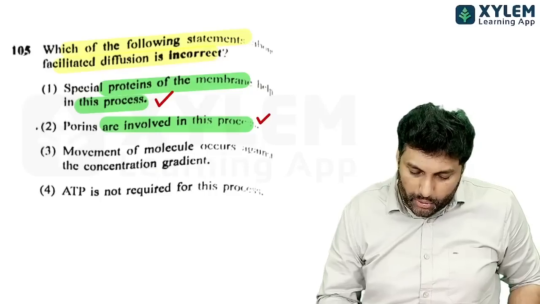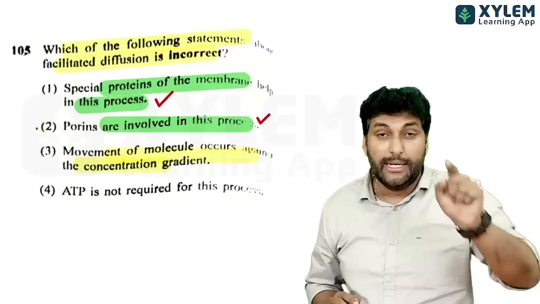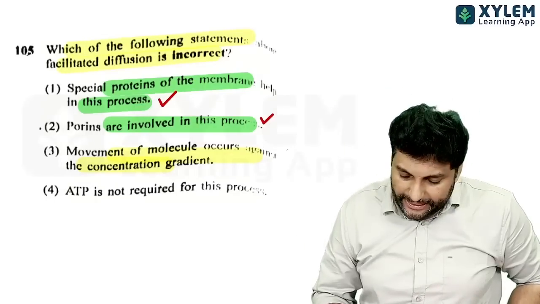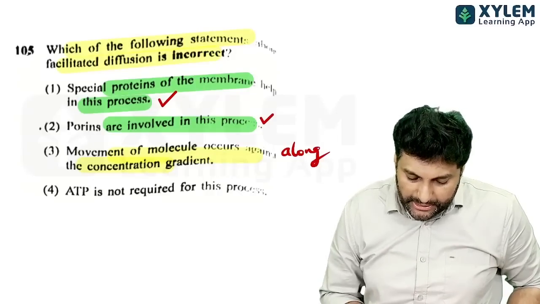The third one goes to movement of molecules occurs against a concentration gradient, which actually should be needed along. So the right choice goes to the third one.